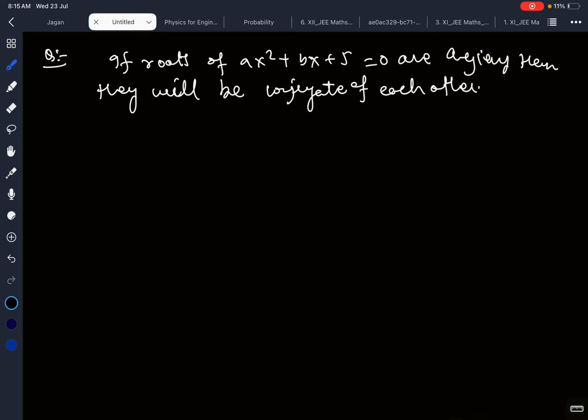Again, we haven't been given the information about whether a and b are real or imaginary, so we won't be able to comment on whether its roots will be conjugate of each other or not. So I will say false, because if it happens that a and b are imaginary, not real numbers, then its roots will not necessarily be a conjugate pair.